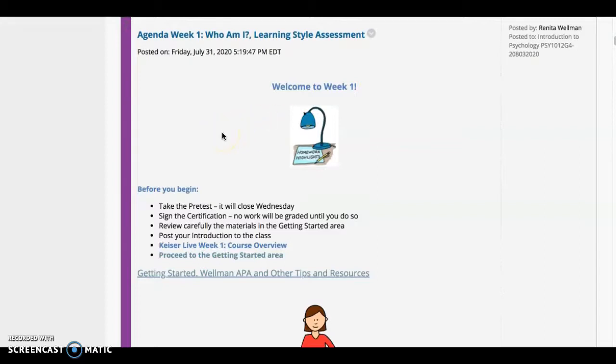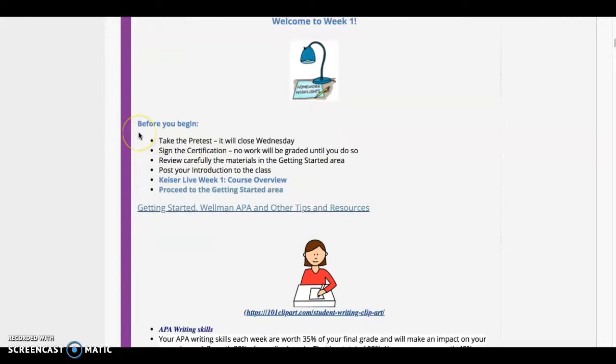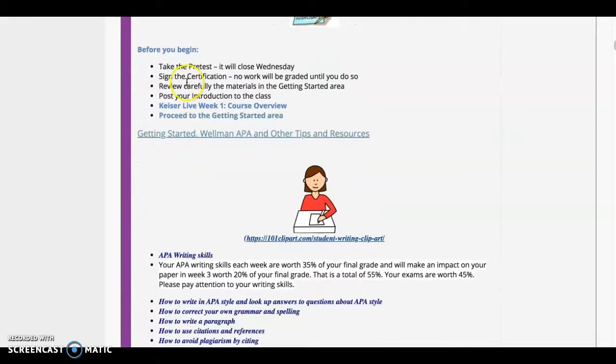Every week you'll see the week agenda, and these are the main topics: who am I and the learning style assessment. So before you begin, you'll take the pre-test. It will close on Wednesday. You'll sign the certification. You'll review the materials in the Getting Started area. These are very helpful for you in terms of building your skills and performance academically. Post your introduction to the class and then look at the course overview and proceed to the Getting Started area where you would look at the materials there.